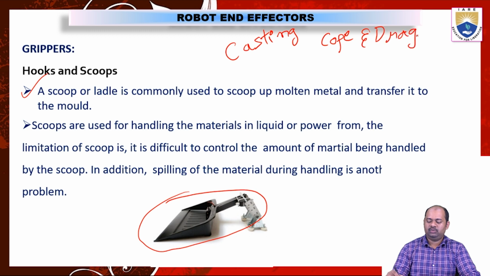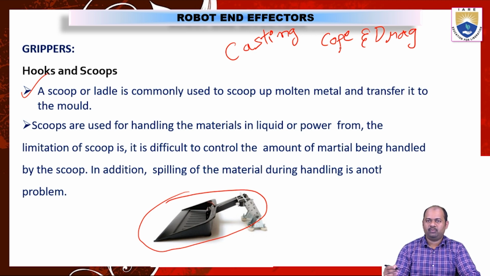We will fill these two boxes. Cope and drag are the two boxes used for the casting process. These two boxes should be filled with sand. If I want to automate this process, in the conventional method, I will pour the sand into the box and ram it with hand.